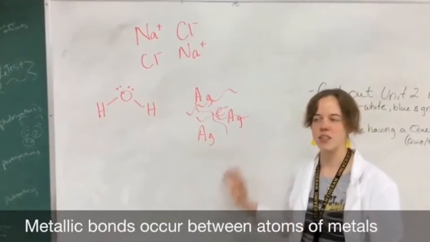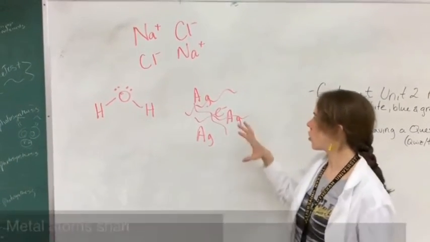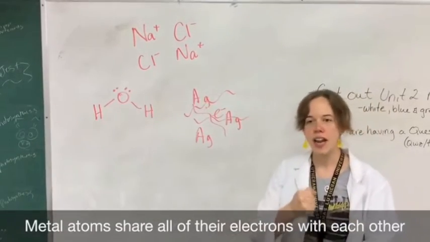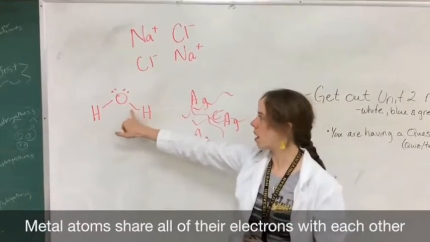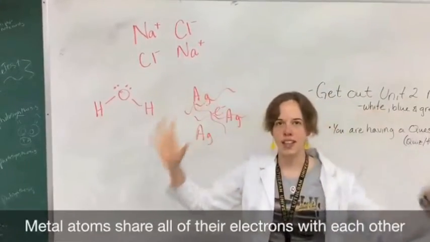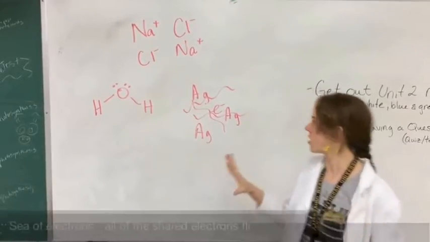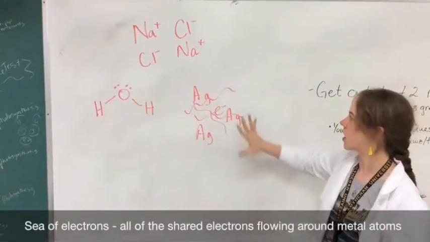Metallic bonding, like it sounds, takes place just between metals. And so in metals, you've got your atoms, and there's not one bond. There's not charges. Just everybody sharing all the electrons. This is called the sea of electrons. The sea of electrons is just everybody sharing all of the electrons.